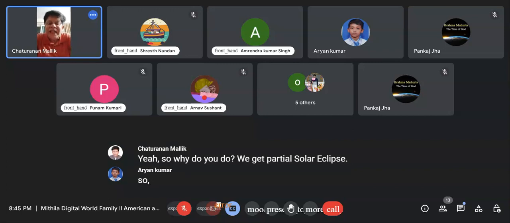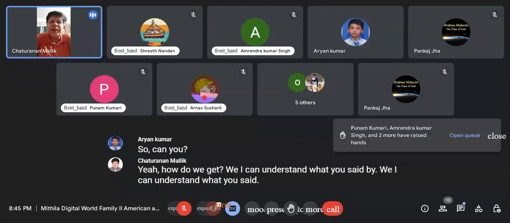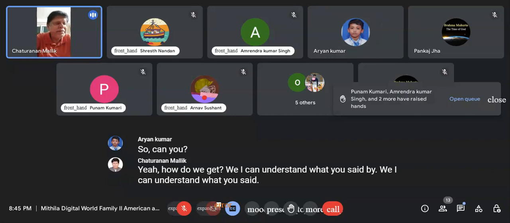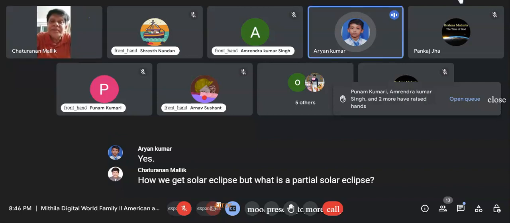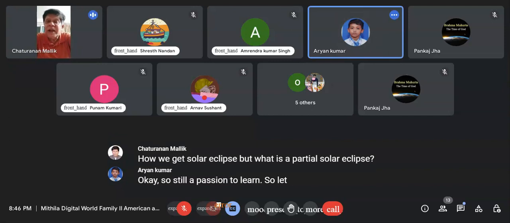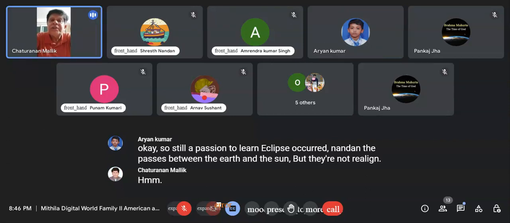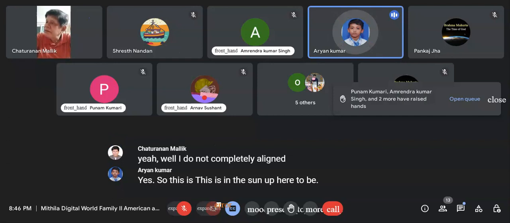Sir, can you repeat? I can understand how we get a solar eclipse, but what is a partial solar eclipse? A partial solar eclipse occurs when the moon passes between the earth and the sun, but they are not perfectly aligned. But why are they not completely aligned? So this results in the sun appearing to be partially covered, giving it a crescent shape, like the moon phases.